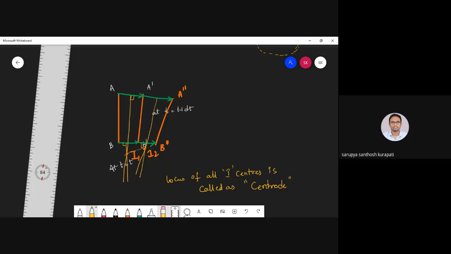Now, these I centers. Just tell me what is the difference between a center point and an axis. An axis is nothing but an imaginary line. A center is also imaginary, an imaginary point. A center point is the point with respect to which you can see a pure rotation or motion.